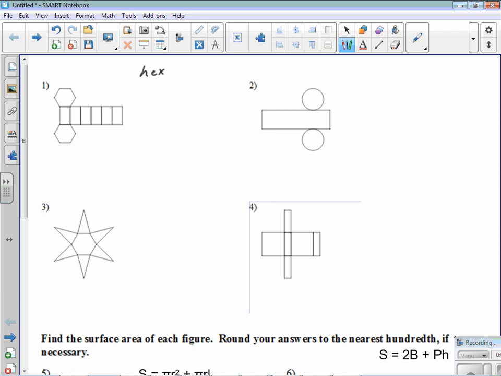So it's a hexagonal prism. All right. Number two looks kind of similar to number one, except for you got a circle on top and bottom. And so having two congruent bases that would be parallel that are circles makes that a cylinder.